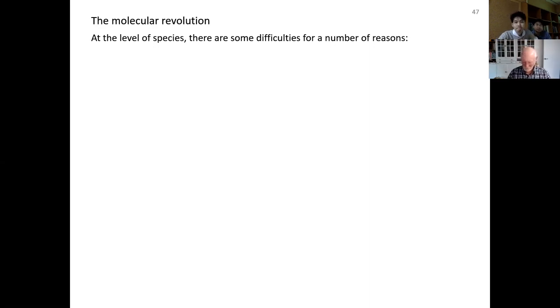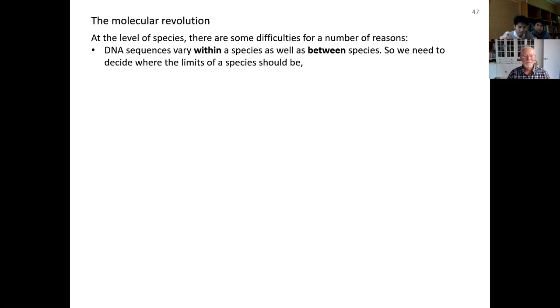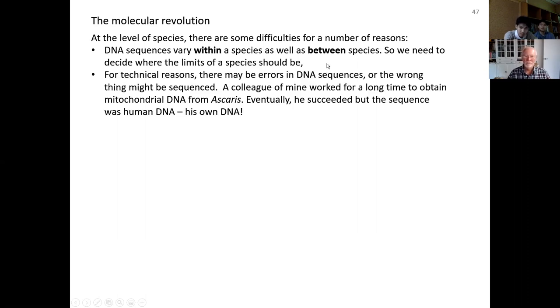So, use of DNA sequences. DNA sequences may vary within a species, and you saw that possibly with Paragonimus westermanni on the previous slide, and can also vary between species. So we need to decide where the limits of a species should be placed. There may be errors in DNA sequences, or sometimes the wrong thing might be sequenced.